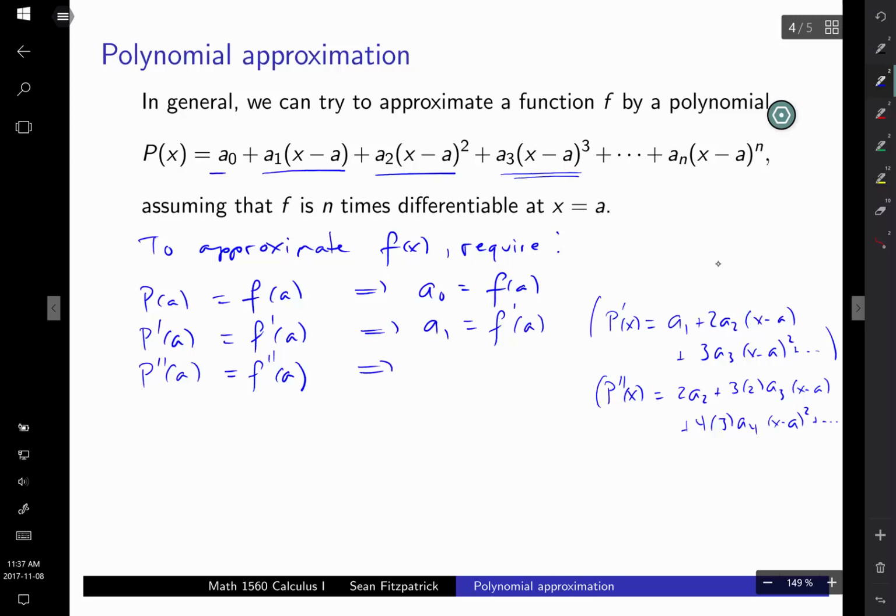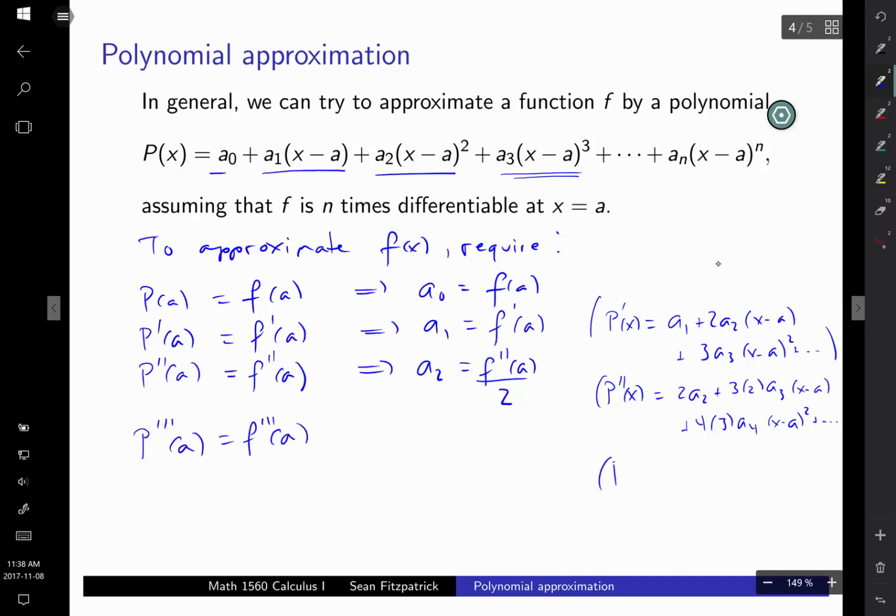And so we see that we need A2 to be f double prime of a over 2. So p double prime of a is 2A2. We want that to equal f double prime of a. So to solve for A2, we divide by 2. A2 has to be f double prime of a over 2. And you continue this process. So if we move to the third derivative, we want the third derivatives to agree.